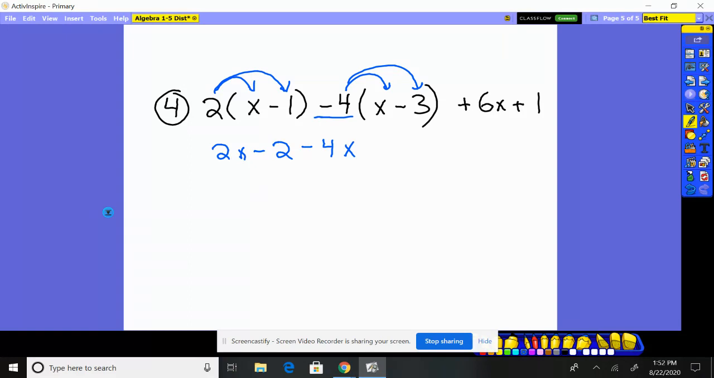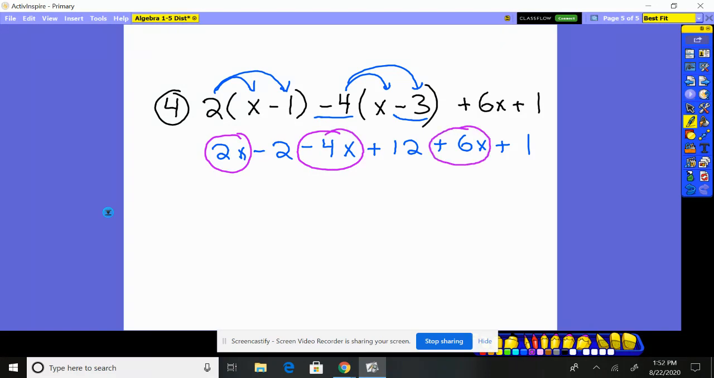But look at this. What is this negative 4 times this negative 3? If you remember, a negative times a negative gives you a positive. That's going to give us a positive 12. And then we have left over here at the end, plus 6x's plus 1. So putting everything together, simplifying it, 2x's, take away 4x's, gain 6x's. So you lost 4, but you gained 2 and you gained 6.